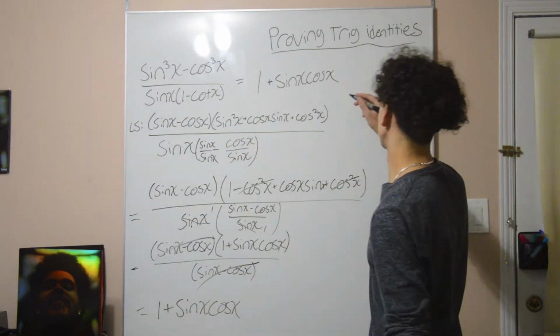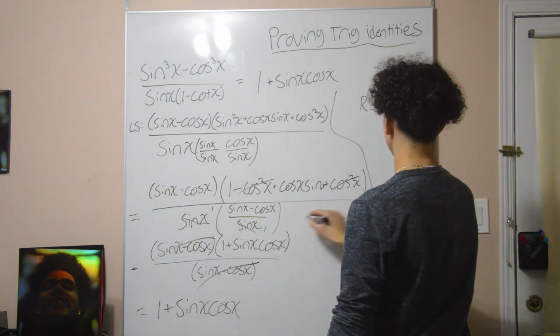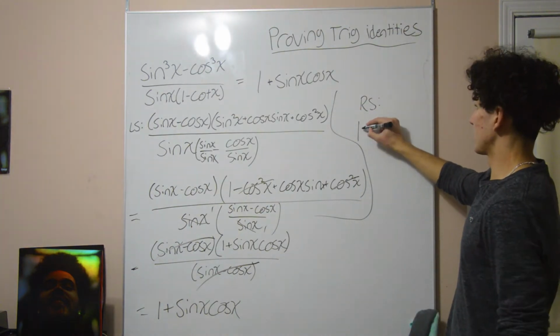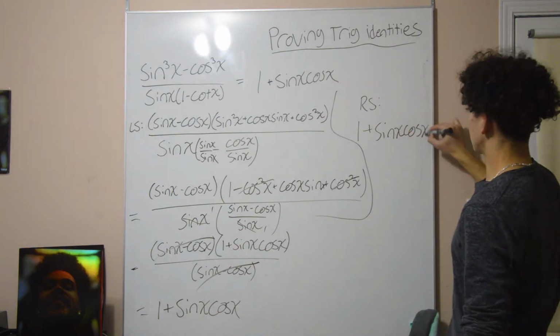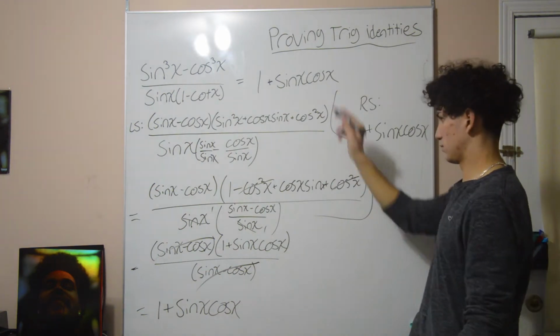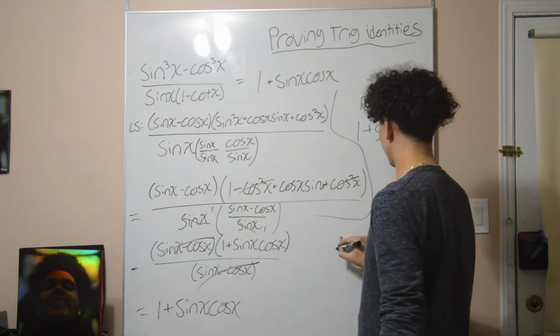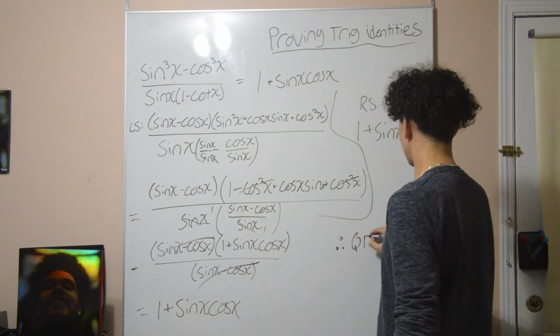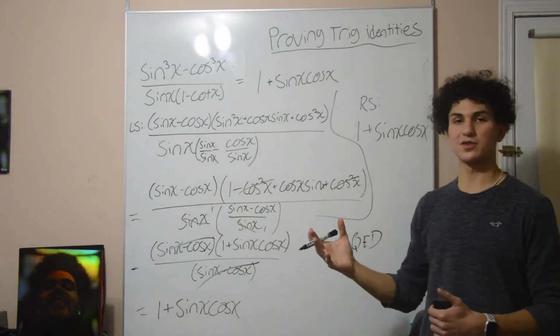Now let's take a look at the right side. Our right side is 1 plus sine x cos x, just like that. Are they equal? Yeah, they are. Did we follow everything correctly? Yeah, we did. Therefore, QED. Let's move on to the next question.